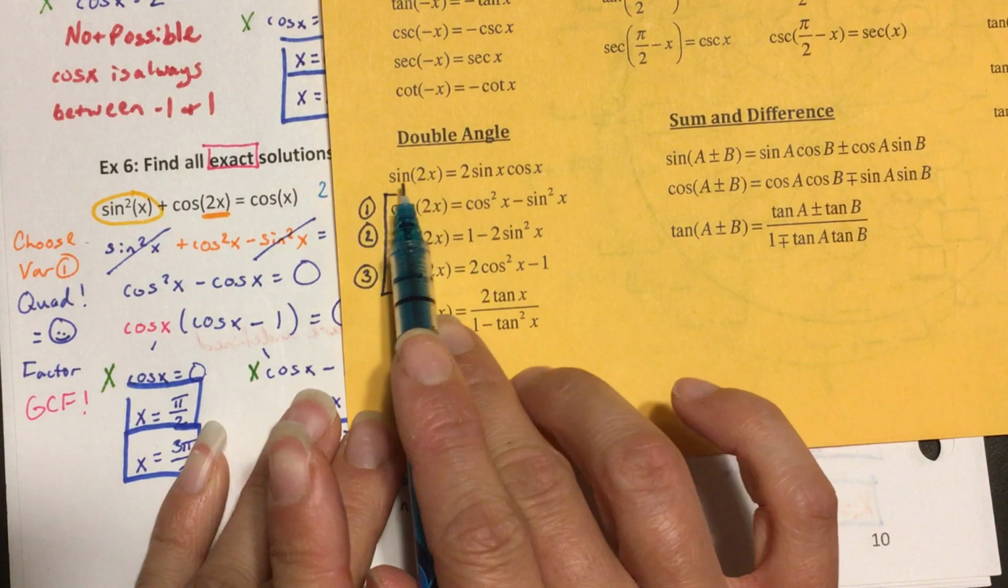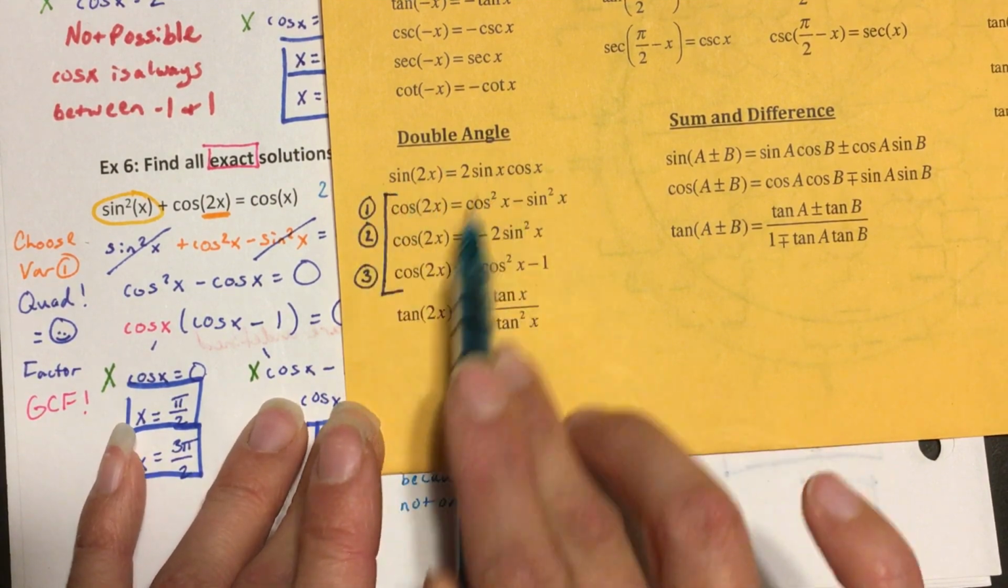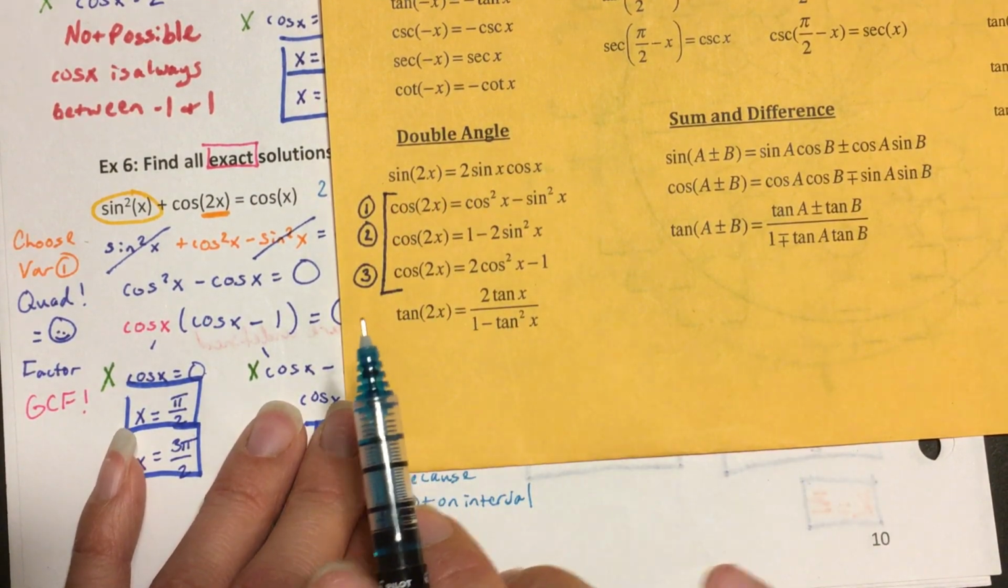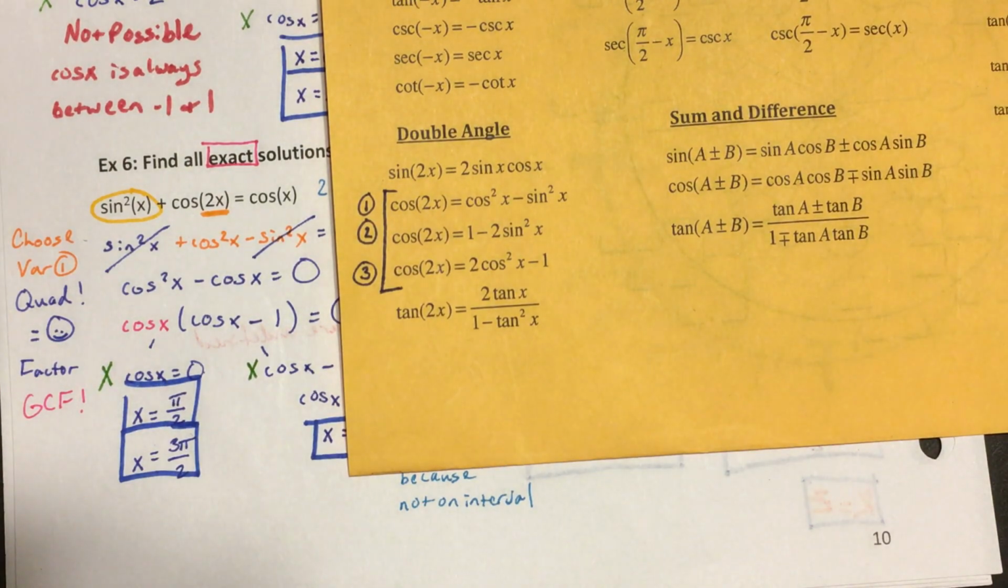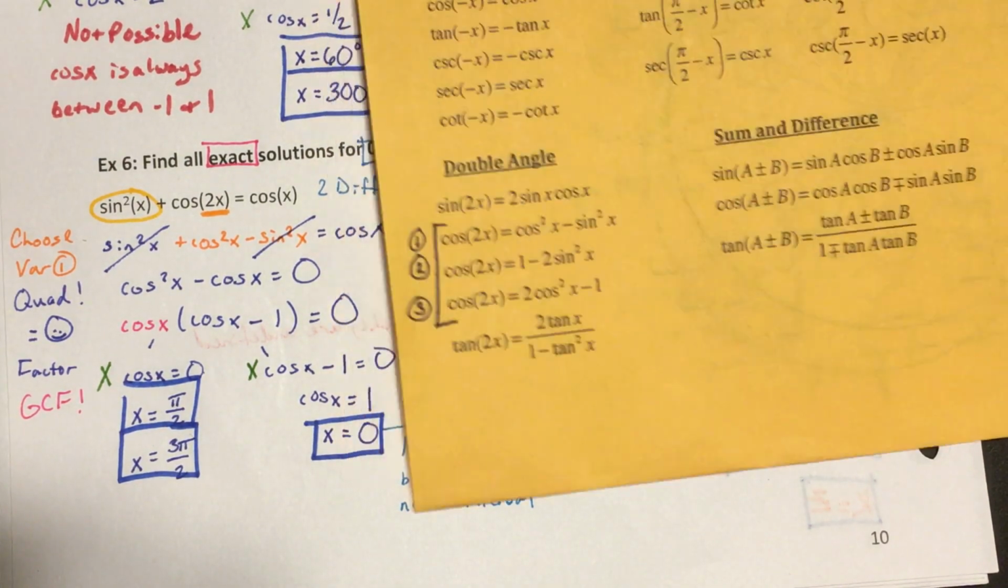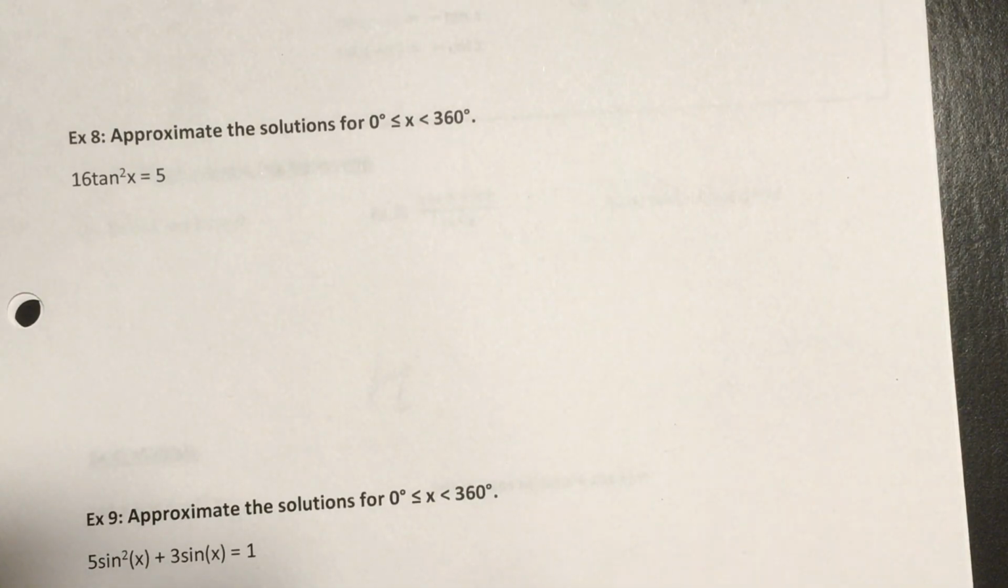Now, luckily, sine of 2x only has one variation. Tangent of 2x only has one variation. So that makes solving with these ones a bit easier. So let's go ahead and turn the page and move on to our next problem.